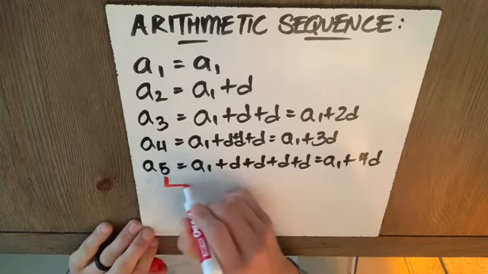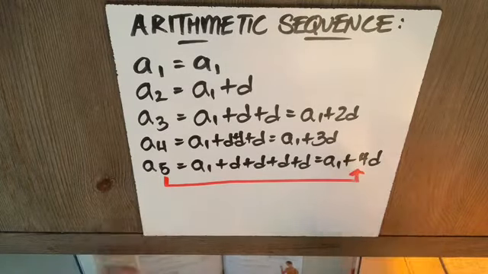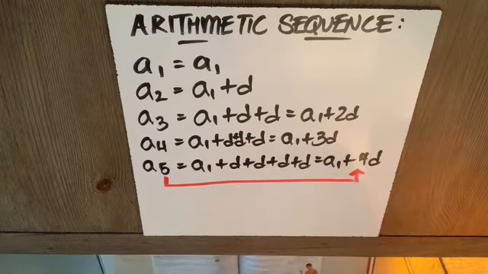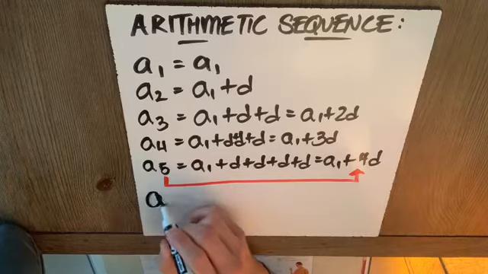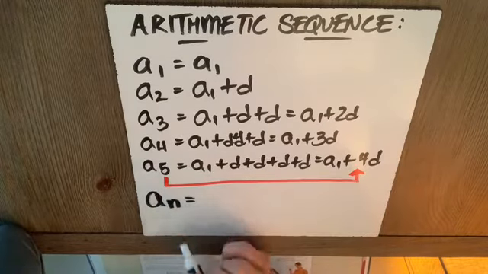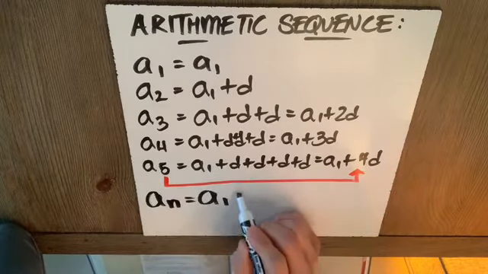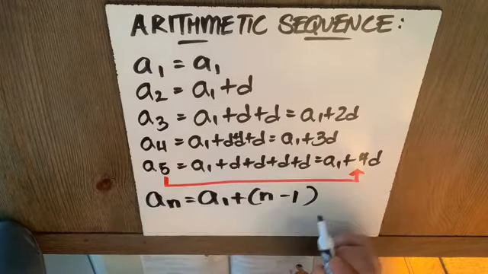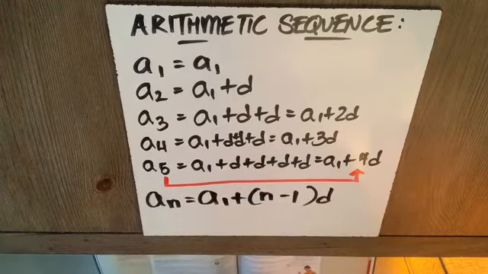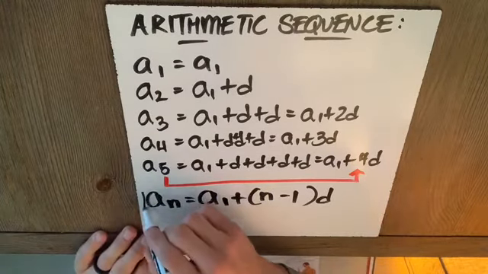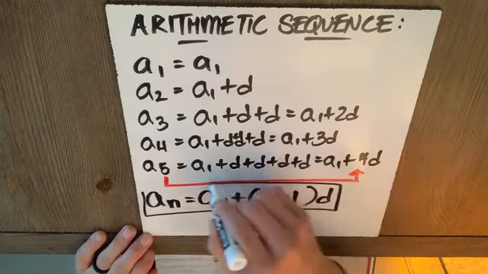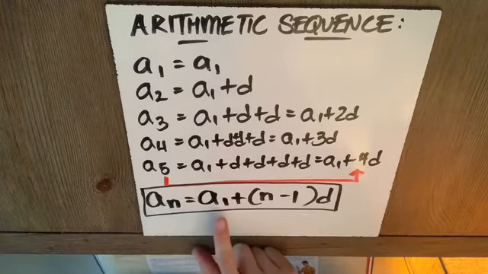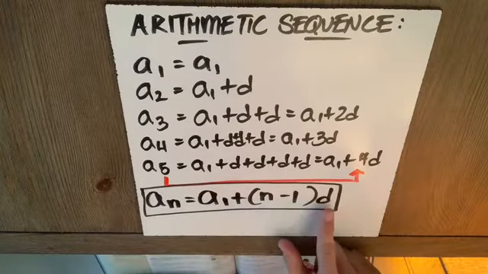In other words, whatever term you have, the number of Ds, or the multiplier on the D, is going to be one less than the term you want. So if we're looking for the general term, AN, now I've taken 5 and made it N, that's going to be the first term plus, well, whatever N is minus 1 to give us 1 less, times D. And that is going to be the general term for any arithmetic sequence. AN is going to equal the first term plus N minus 1 times D.